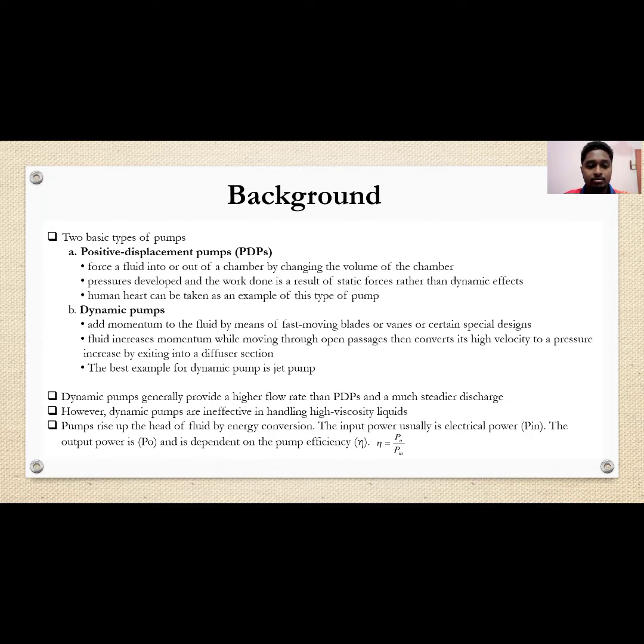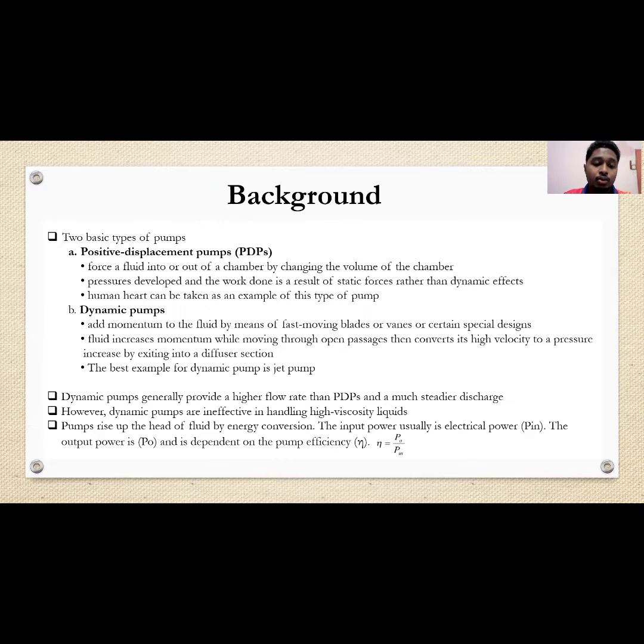Next is the dynamic pumps, which add momentum to the fluid by means of fast-moving blades or vanes or certain special designs. The fluid increases momentum while moving through open passages, then converts its high velocity to a pressure increase by exiting into a diffuser section. The best example for this type of pump is a jet pump.